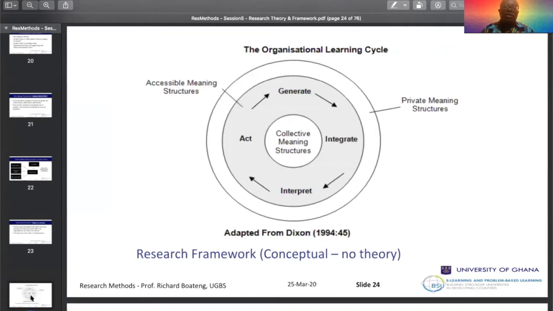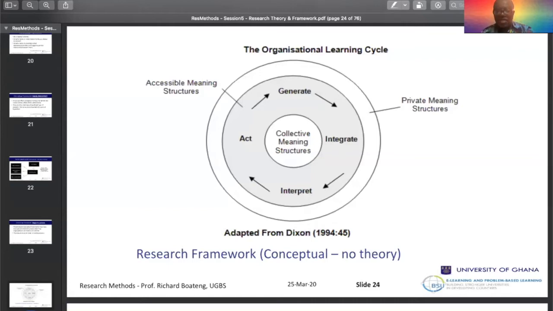Now in terms of framework, this is called the organizational learning cycle. The organizational learning cycle was developed by Dixon in her book on organizational learning, in which she talked about the fact that the way people learn in organizations is by generating knowledge or meanings from different diverse sources, integrating it, interpreting it, and acting on it. So for organizations to learn, these four actions should happen: generation, integration, interpretation, and action, and the ability, the confidence, or the opportunity to act upon it.